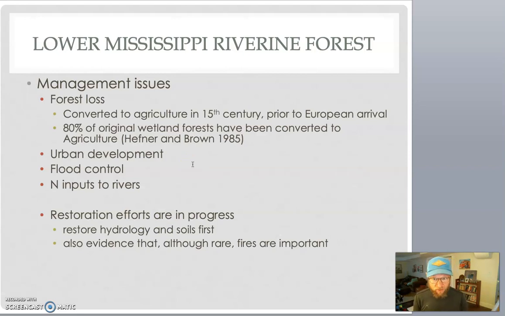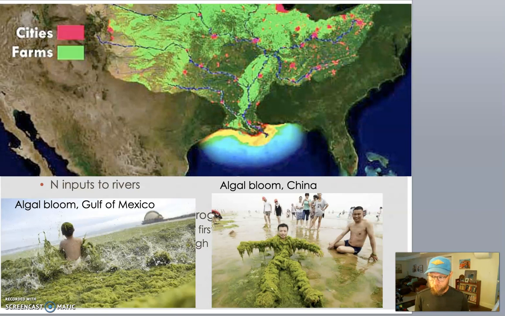We also have lots of urban development in that area, and its effect on flood control and nitrogen inputs is affecting not only the ecosystems now, but that human dimension as well. So there's lots of restoration efforts going on in this region, and they're trying to reestablish those soils and those forests. As you can imagine, though, since those forests have been gone for a long time, the soil conditions and the hydrology have changed a lot. And so getting those to reestablish and grow again has been a definite challenge in that particular region.